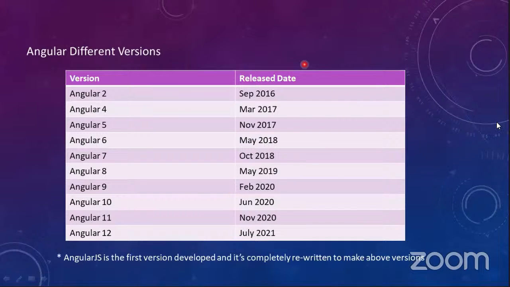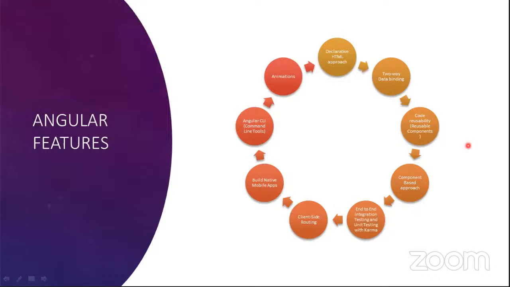Let's go back to the next part. Let's now talk about the interesting stuff. Angular features. What are the features we have in Angular as a framework? Here we can know why we are calling Angular a framework, actually, not a library. Okay, let's go clockwise here.